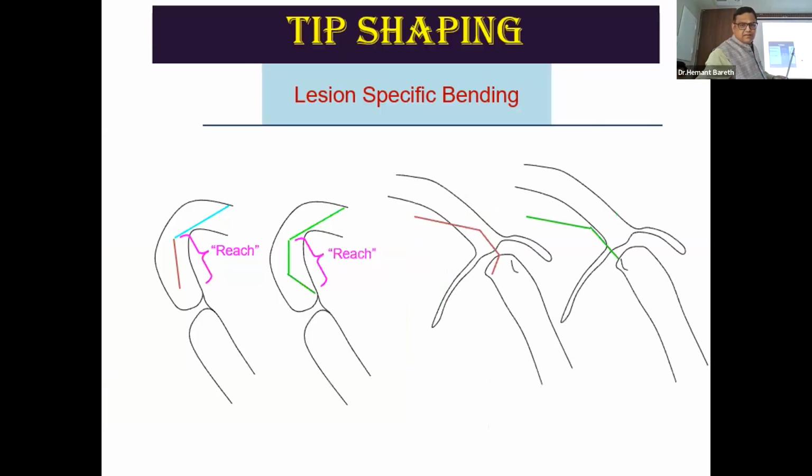Okay, so you see, it depends on what part you have to reach. So this is the reach. If the bend is like this, and you have to enter into a side branch, then if you make only one bend, you are unable to enter the side branch, because you have to have one bend for the lesion and one bend for the side branch. But if you make two bends, then you may be able to enter into a side branch.